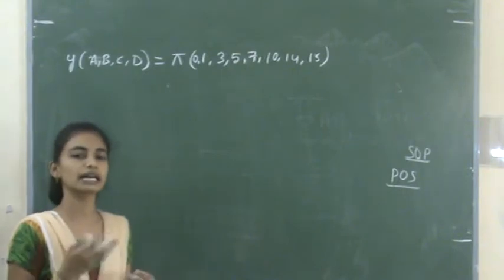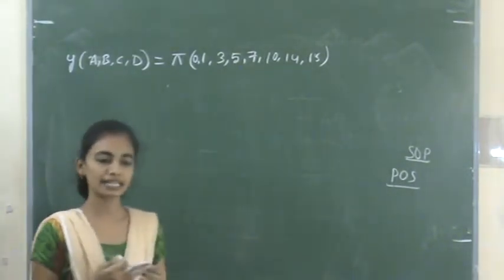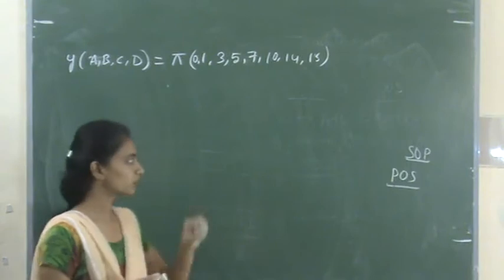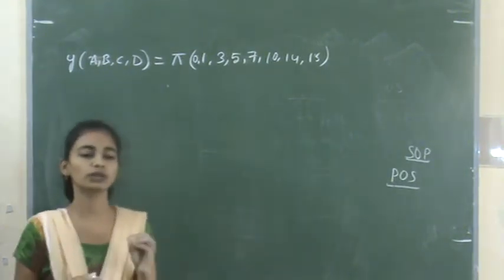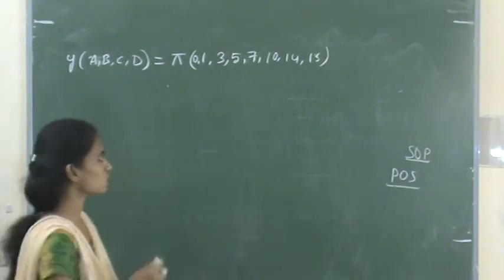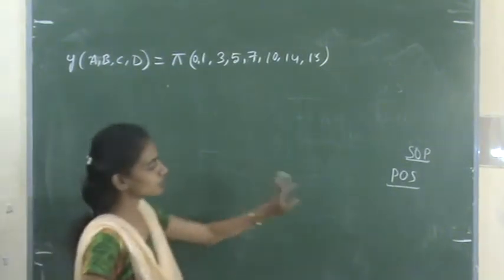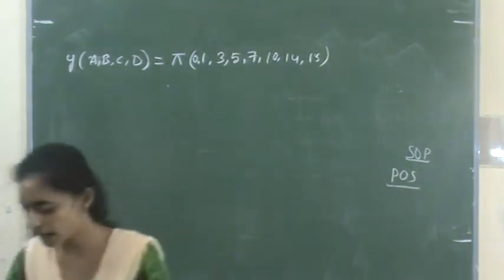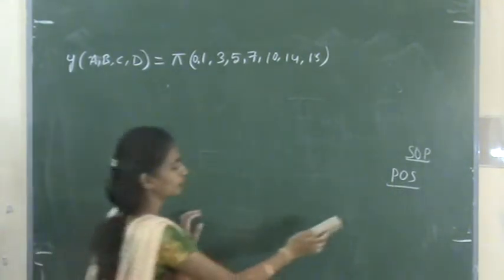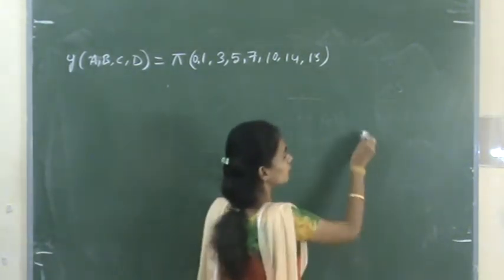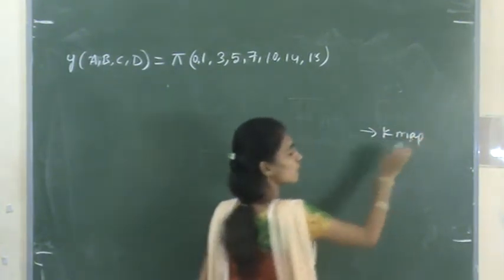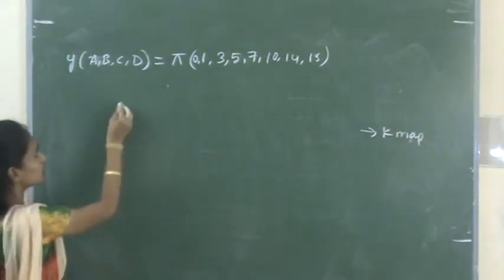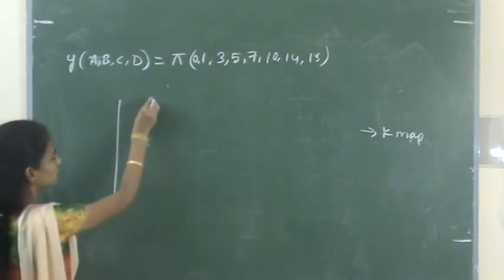Same as what we studied, how to quad, octet, pair, right? That will be applied here also. But there is a small variation in how to write the K-map, that is a small thing, okay? Here also the first step is you have to write the K-map. How to write a K-map for 4 variables? We know that, right?